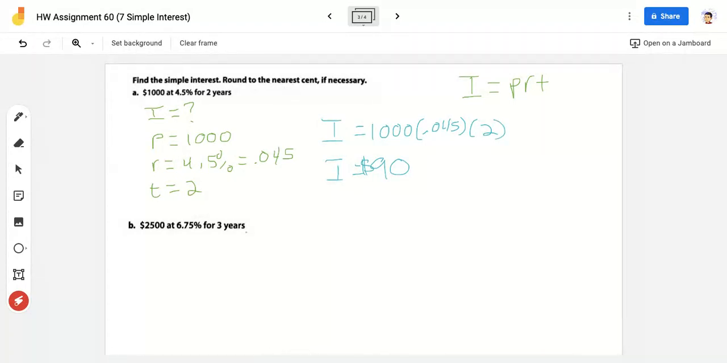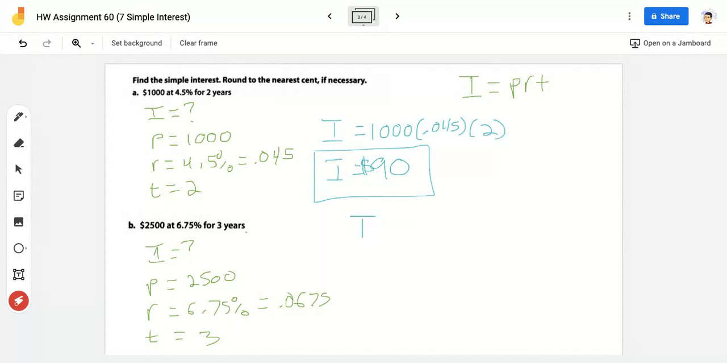Okay, so let's identify everything. We don't know the interest. That's what we're looking for. We know the principal. It's $2,500. We know the rate, and the rate is 6.75%. As a decimal, that's 0.0675. And we know that the time is 3 years. So let's substitute everything. By the way, this was our answer before.